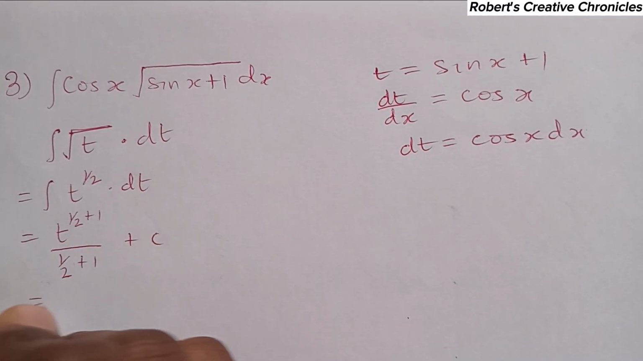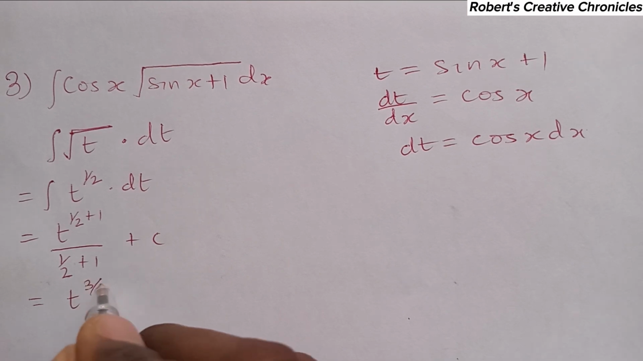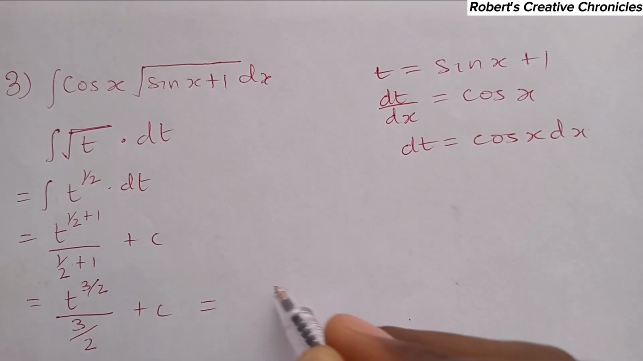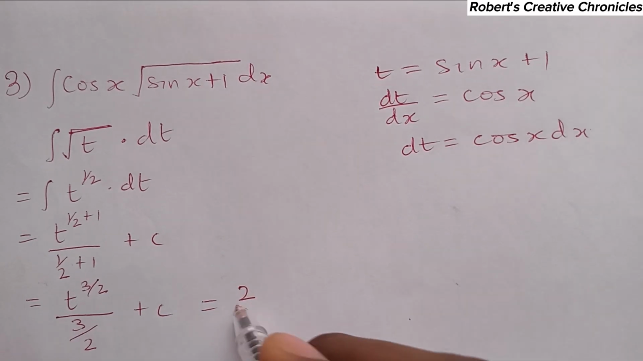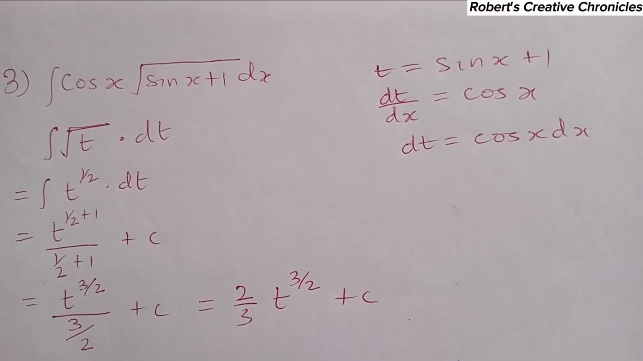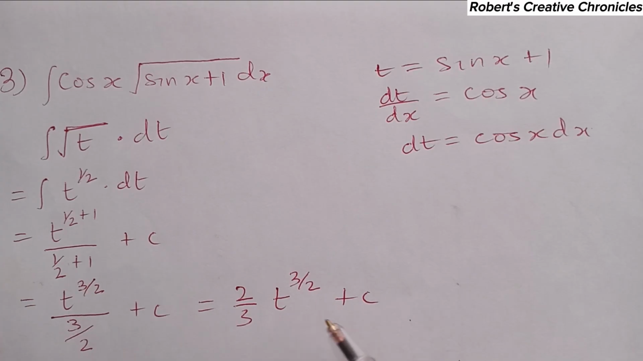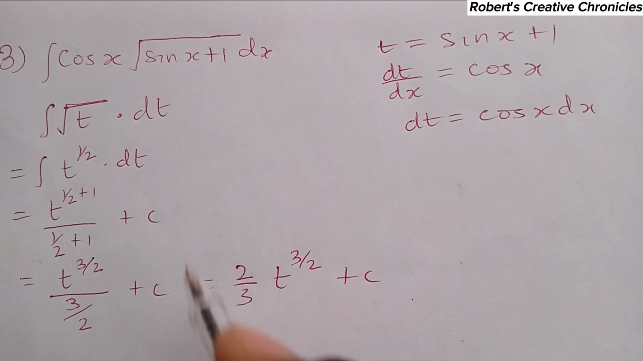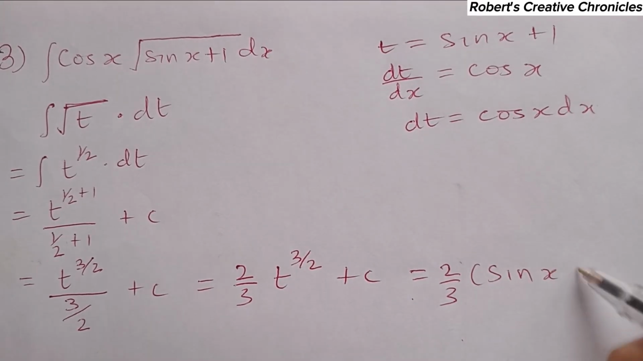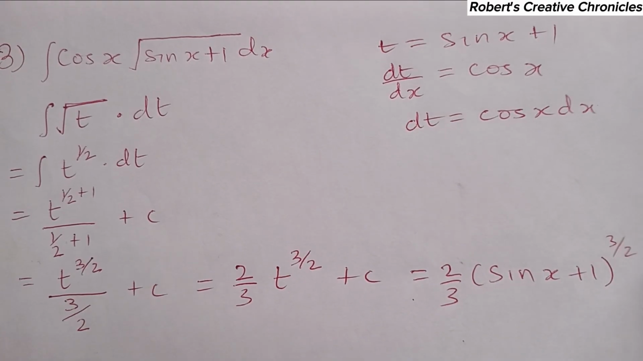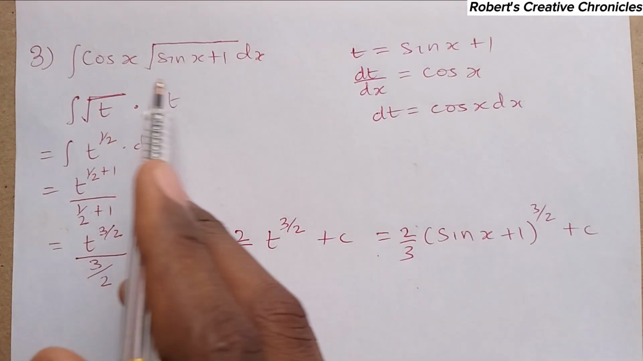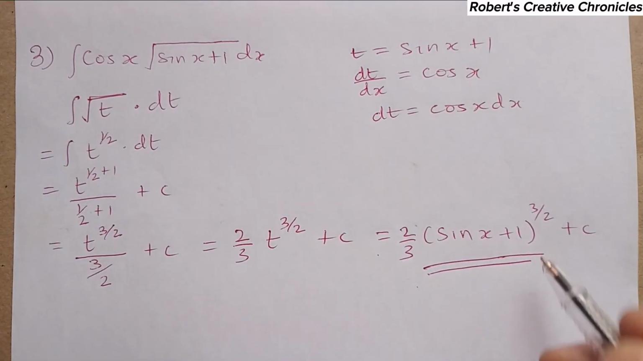So this will be equal to t to the power of 3 over 2, over 3 over 2, plus c. So this becomes, the inverse of 3 over 2 is 2 over 3. So 2 over 3 t raised to the power of 3 over 2 plus c. Then we can substitute the value of t here. So t is sine x plus 1. So this becomes 2 over 3 times sine x plus 1 raised to the power of 3 over 2 plus c. So the integral of this function is this. This is the final answer.